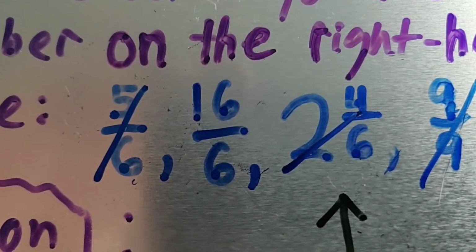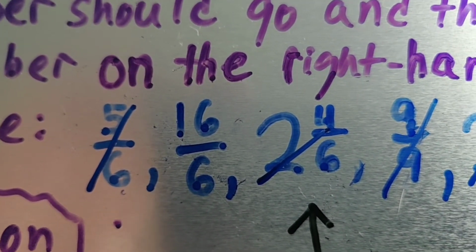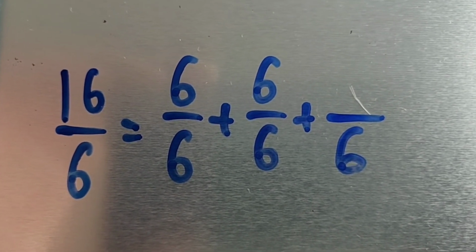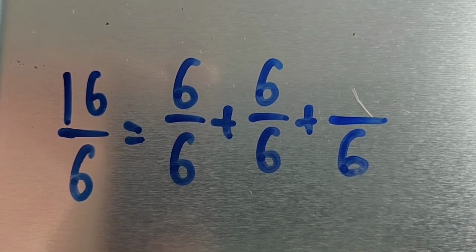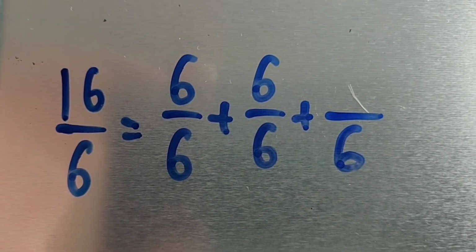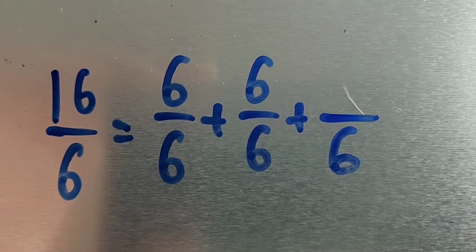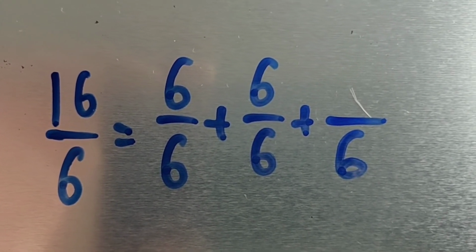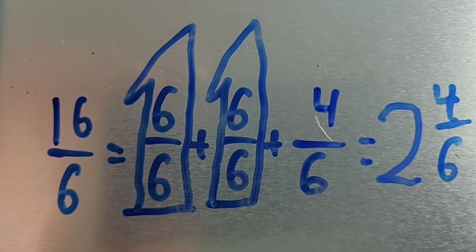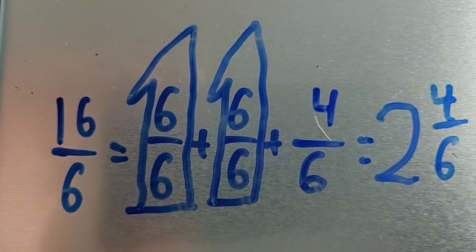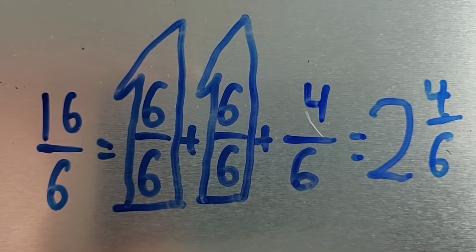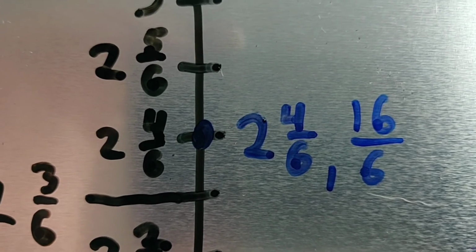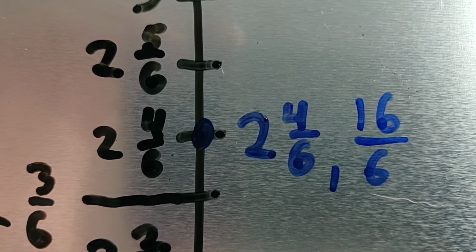Let's tackle 16/6 next. So I decomposed that into as many wholes as I could. So I got 16/6 equals 6/6 plus 6/6 is 12/6. And I know to get from 12 to 16, I need another 4/6. So 16/6 equals 2 wholes plus 4/6, or the mixed number 2 and 4/6. And so I plotted it next to 2 and 4/6 on our number line.